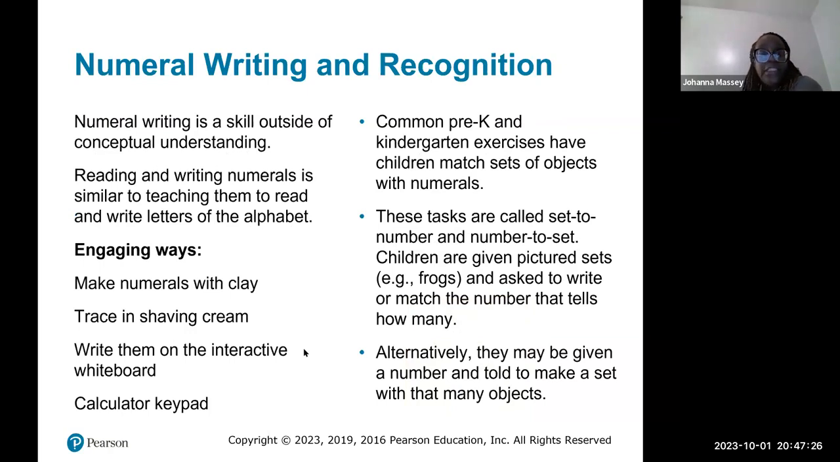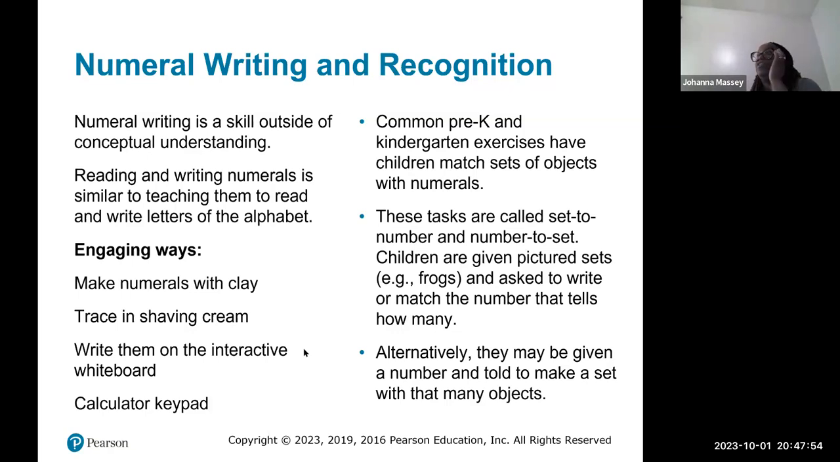Reading and writing numerals is similar to teaching them to read and write letters of the alphabet. Okay, because you're just writing symbols. Those symbols represent something. Engaging ways: make numerals with clay. Get you some Play-Doh or some clay. Fashion it out. And then have the students make those numbers. Trace it with shaving cream. Let's see what else. Write them on an interactive whiteboard.